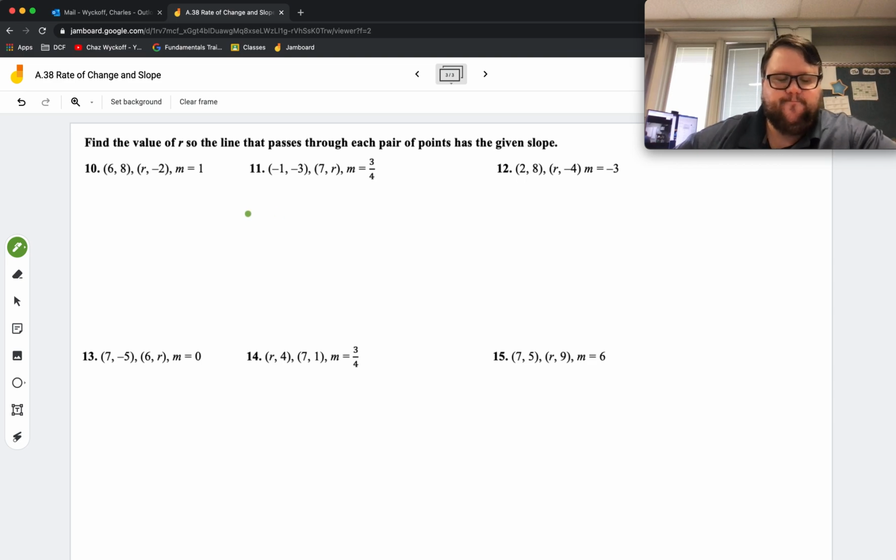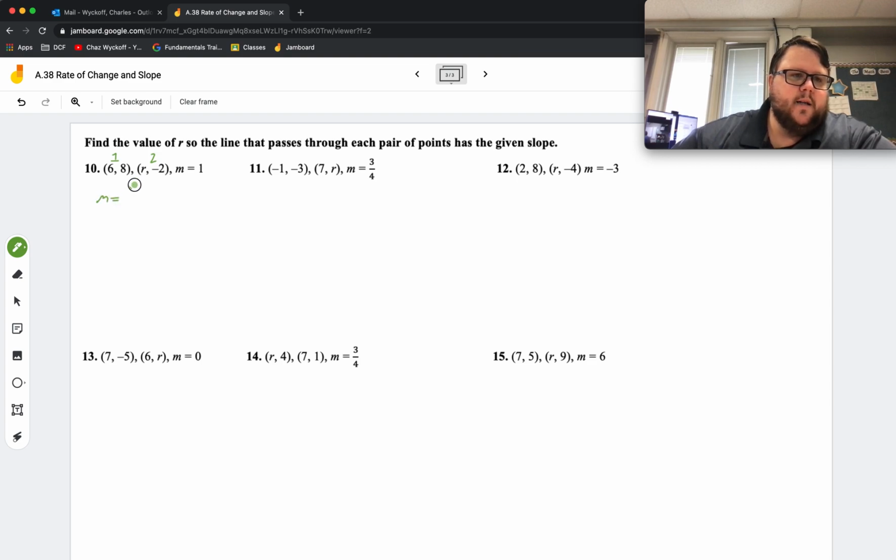Now I want to do these ones with you where it's a little bit different. They give us the slope, but they're missing one of the terms. So I'm going to put a 1 above the 6, 8 and a 2 above the r, negative 2. And so that tells me x2, y2. So m, and I'll rewrite the equation for you guys right here.